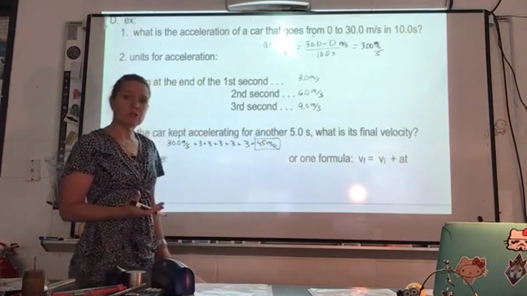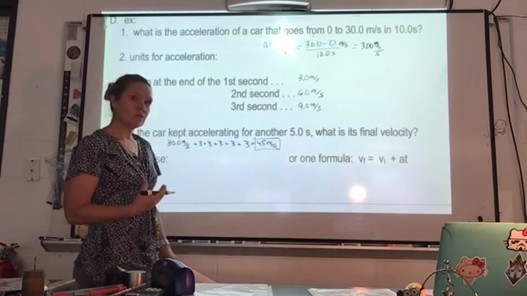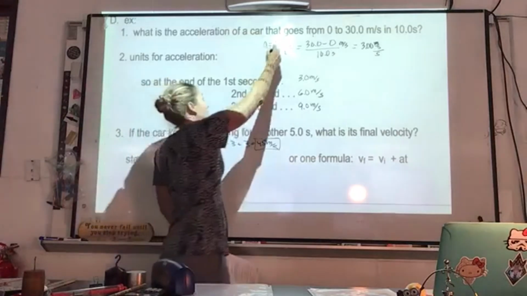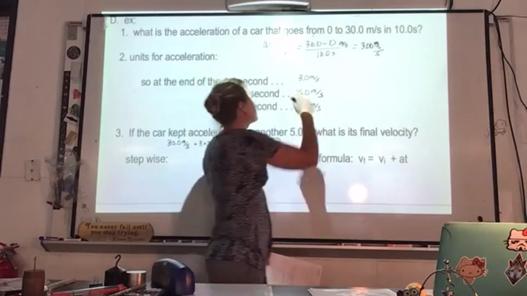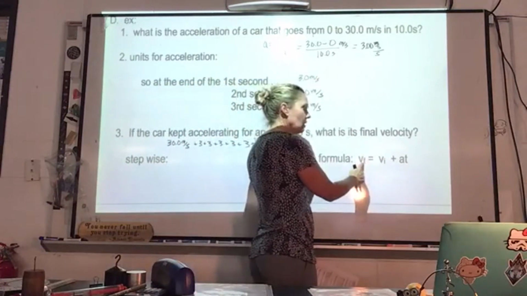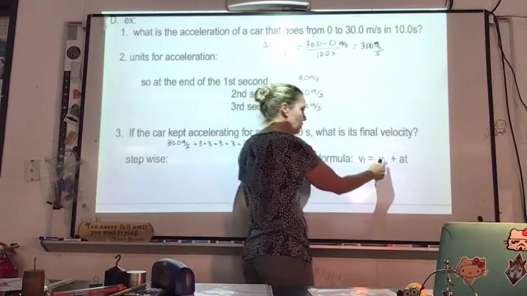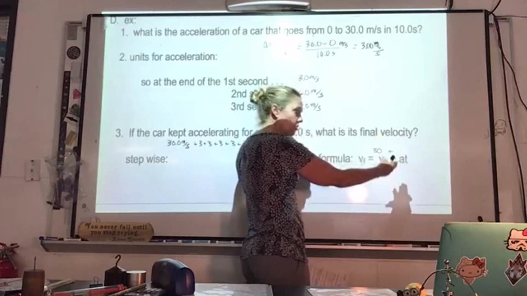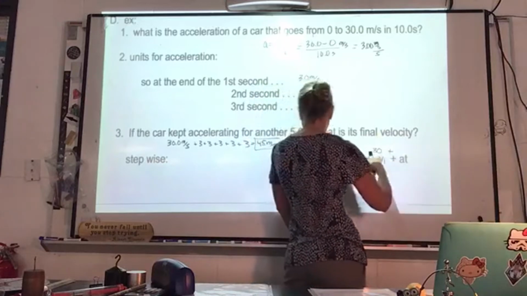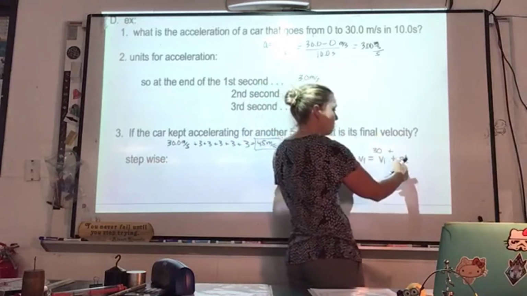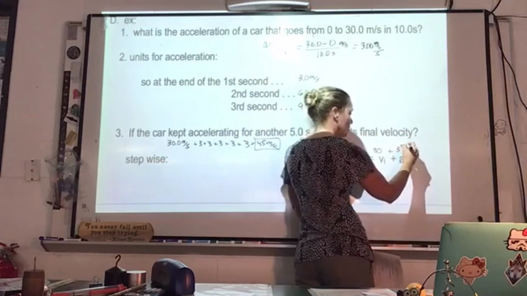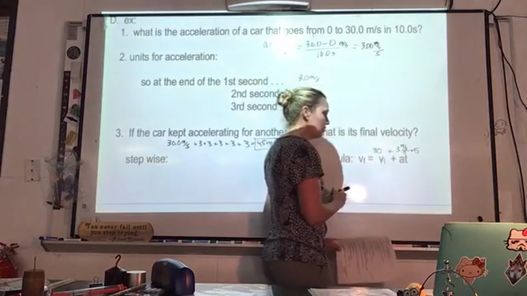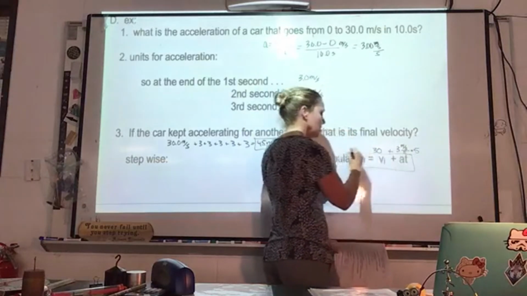If we want to do this with a formula, I can really just switch around my formula for acceleration. My acceleration, v final minus v initial over t. Well, what if I solve this for v final? I would see that v final equals my v initial, that was that 30, plus an additional amount, that's my acceleration times my time, which is really this. My acceleration was 3 meters per second times another 5 seconds.